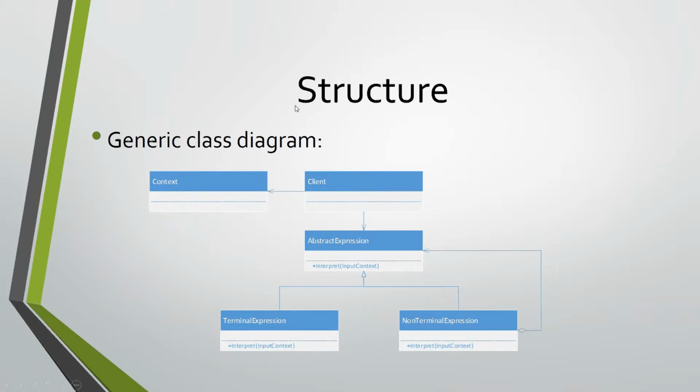So this is a generic example of it. You have your context, client, abstract expression, terminal expression, and non-terminal expression. Your client, context, terminal, and non-terminal expression are all concrete. And the abstraction occurs in the abstract expression. So if you look at this, your client is speaking to the context and the abstract expression. And the terminal expression terminates right here, and the non-terminal recursively creates more and expands the tree.